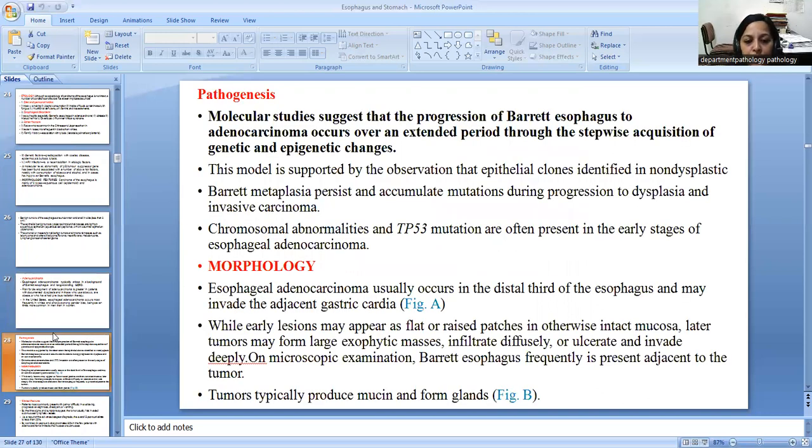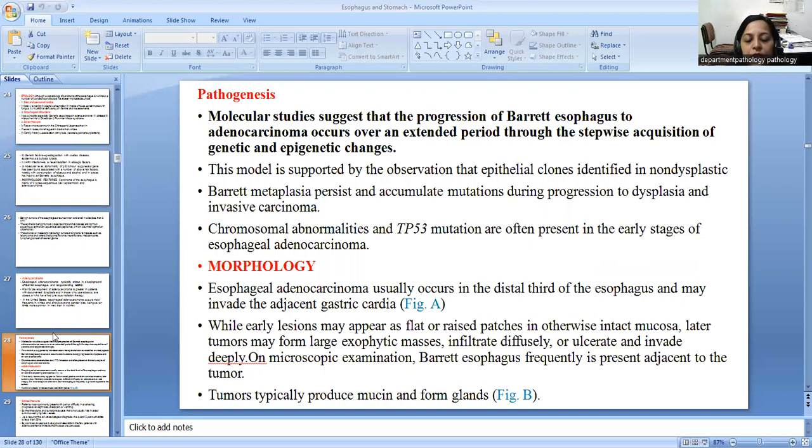So, about the pathogenesis, molecular studies suggest that the progression of Barrett's esophagus to adenocarcinoma occurs over an extended period through a stepwise acquisition of genetic and epigenetic changes. This model is supported by the observation that epithelial clones identified in non-dysplastic Barrett's metaplasia persist and accumulate mutations during progression to dysplasia and invasive carcinoma. Chromosomal abnormalities and TP53 mutations are often present in the early stages of esophageal adenocarcinoma.